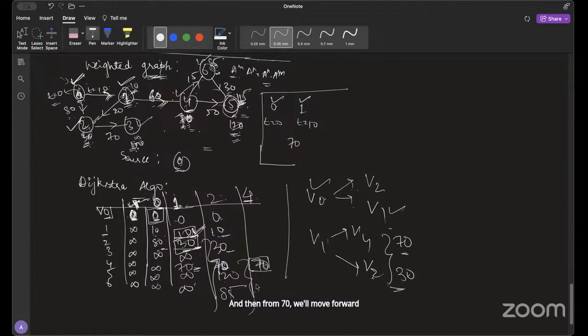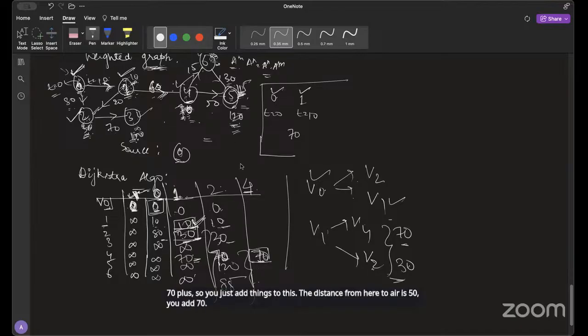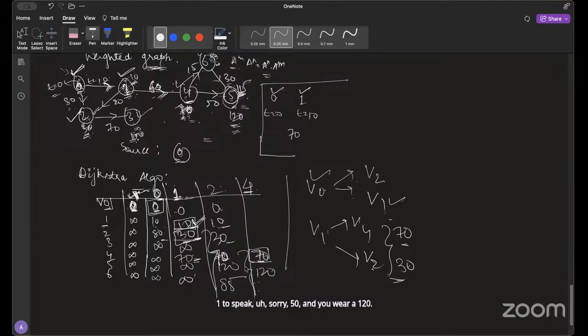So from 70, now you have V5 and V6. The directly connected ones are V5 and V6. So you just add things to this. The distance from here to here is 50. You add 70 to 50, and you get 120 here. This was still infinity, by the way. These two, when you were checking from V2, your V5 and V6 both are at infinity. So you put these things at infinity.